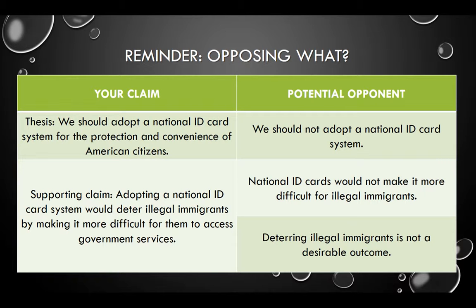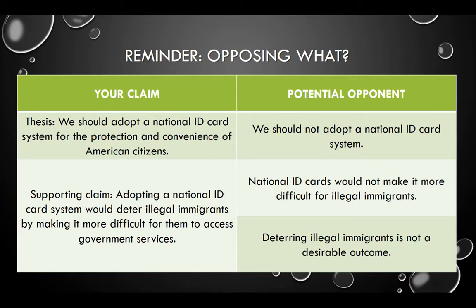Notice my assumption here, my reason, that we want to do this to make it more difficult for illegal immigrants. Someone might disagree with that. Someone might say, no, we don't want to deter illegal immigrants. That's not a desirable outcome. Because maybe they are people who are even more in need and they need more help than people who have citizenship. Not everybody is going to be for or against that. But that is a possible place where someone could disagree with us.